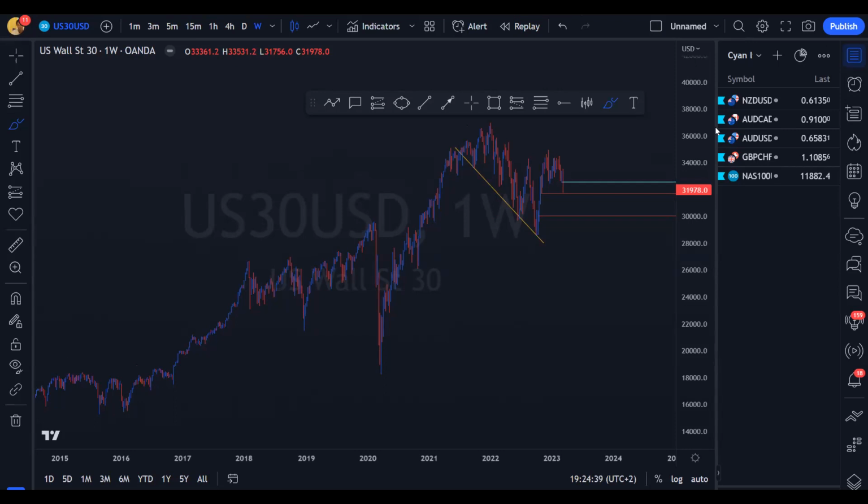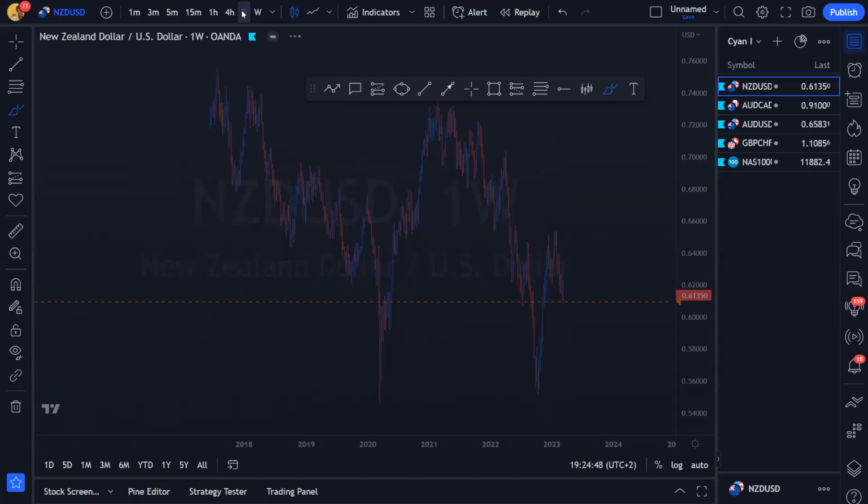Came in a bit late. Did you touch on GU? No, GU is not on my set list of pairs for the week. I don't have any analysis on GU. No plan for GU. So it's not on the watch list.